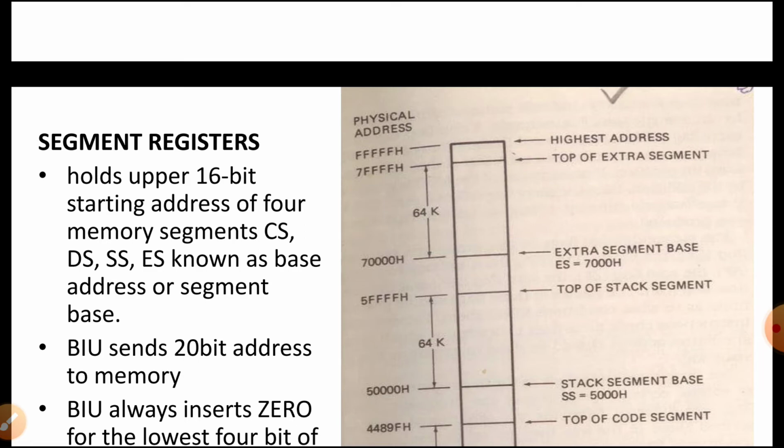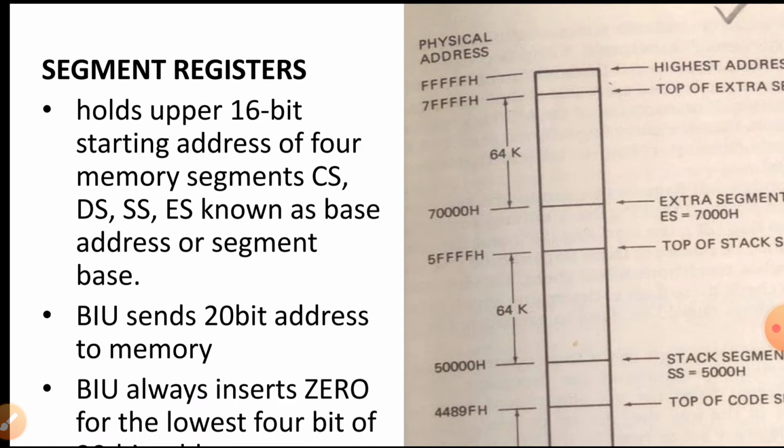Now, what is the purpose of using the segment registers? A segment register normally holds the upper 16-bit address of a memory segment. In the case of the 8086, we divide the memory into segments, and we store information in the memory according to the segment. If it is code, it will be written in the code segment portion of the memory. If it is data, it will be stored in the data segment of the memory. Similarly, if it is a stack, the stack segment will be used to store the information.